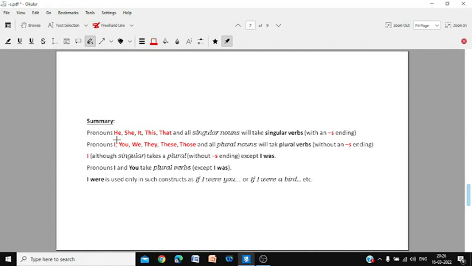So in summary, we can say he, she, it, this, that, and all singular nouns will take singular verb. And singular verb means with an S ending: runs, goes, comes. It should have a terminal S ending. Pronouns I, you, we, they, these, those, and all the plural nouns will take plural verbs. That means there will be no terminal S at the end. I, although singular, will take a plural verb. Pronouns you and I take plural verbs, except I was.